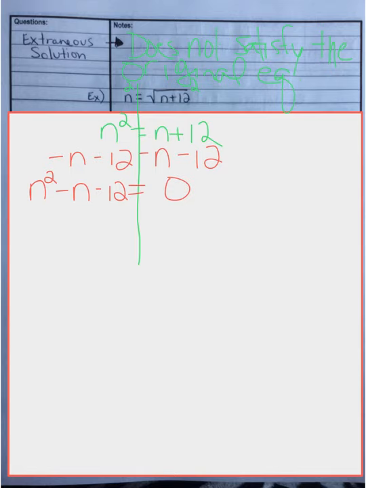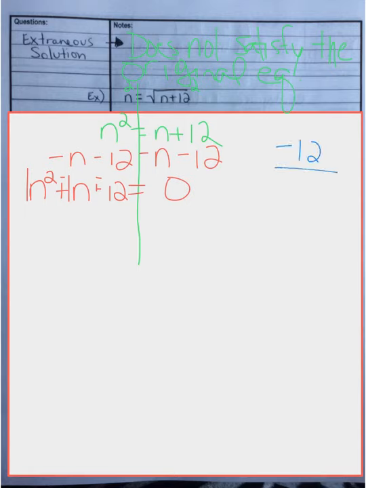Your a value is going to be the 1 in front of the n squared. We can look at this as plus a negative 1. And c is a negative 12. So we need to find all our factors of that negative 12.